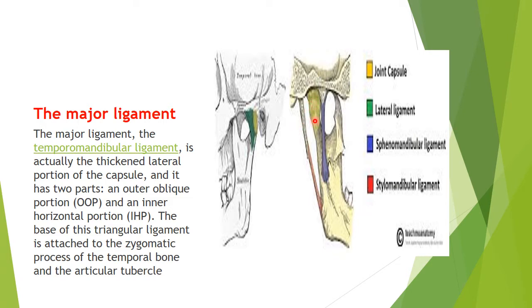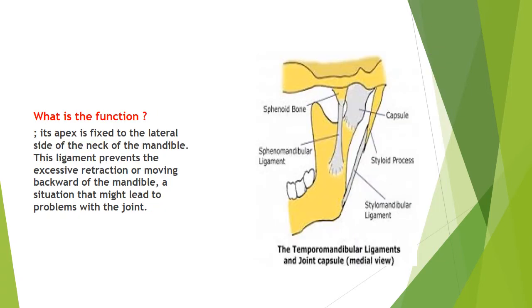Notice there is the sphenomandibular ligament, which comes from the sphenoid bone and goes to the mandible. Another ligament that we are concerned about is the stylomandibular ligament, which comes from the styloid process to the mandible. Again, the major ligament is the temporomandibular ligament, the joint capsule, the stylomandibular, and the sphenomandibular, all of the types of mandibular ligaments.